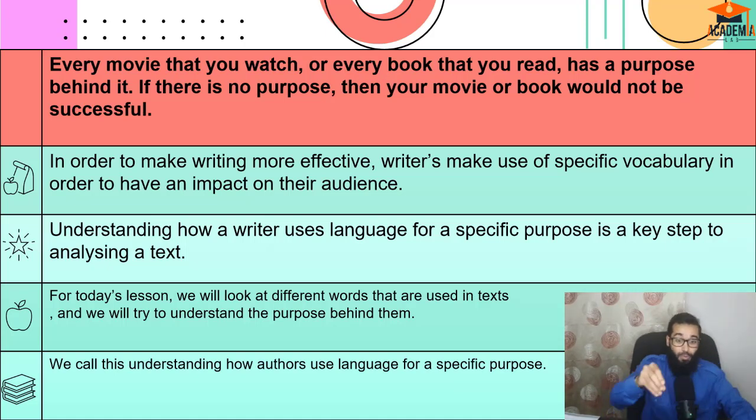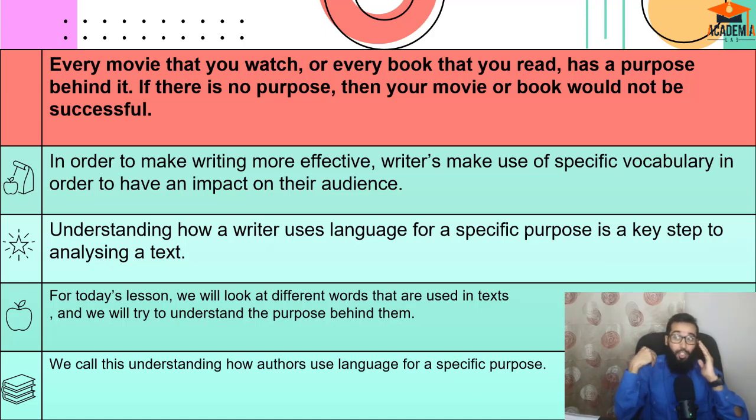That's why understanding how a writer uses language for a specific purpose is key to analyzing a text. For today's lesson, we will look at different words that are used in texts, and we will try to understand the purpose behind them. There are different words that writers use in different texts, and in different genres of novels and stories. We will try today to look at them and understand the meaning and the purpose behind them. We call this understanding how authors use language for a specific purpose. Remember this sentence: authors use language for a specific purpose.